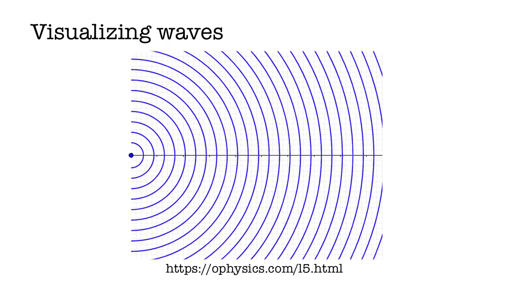So there's not much new here. We have a source and we have peaks of our waves coming out of that source. But look how this way of drawing the waves is very useful when we have two sources, because that way we can visualize how those two waves will interact.